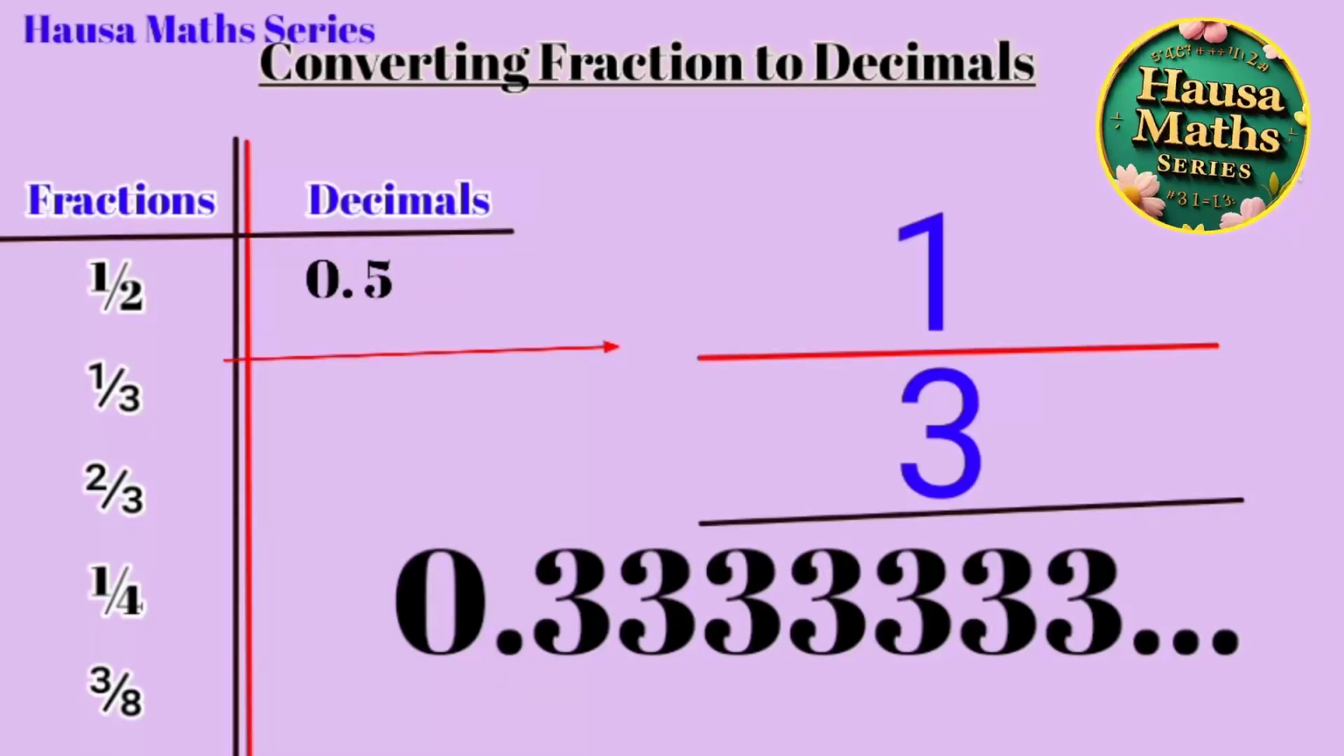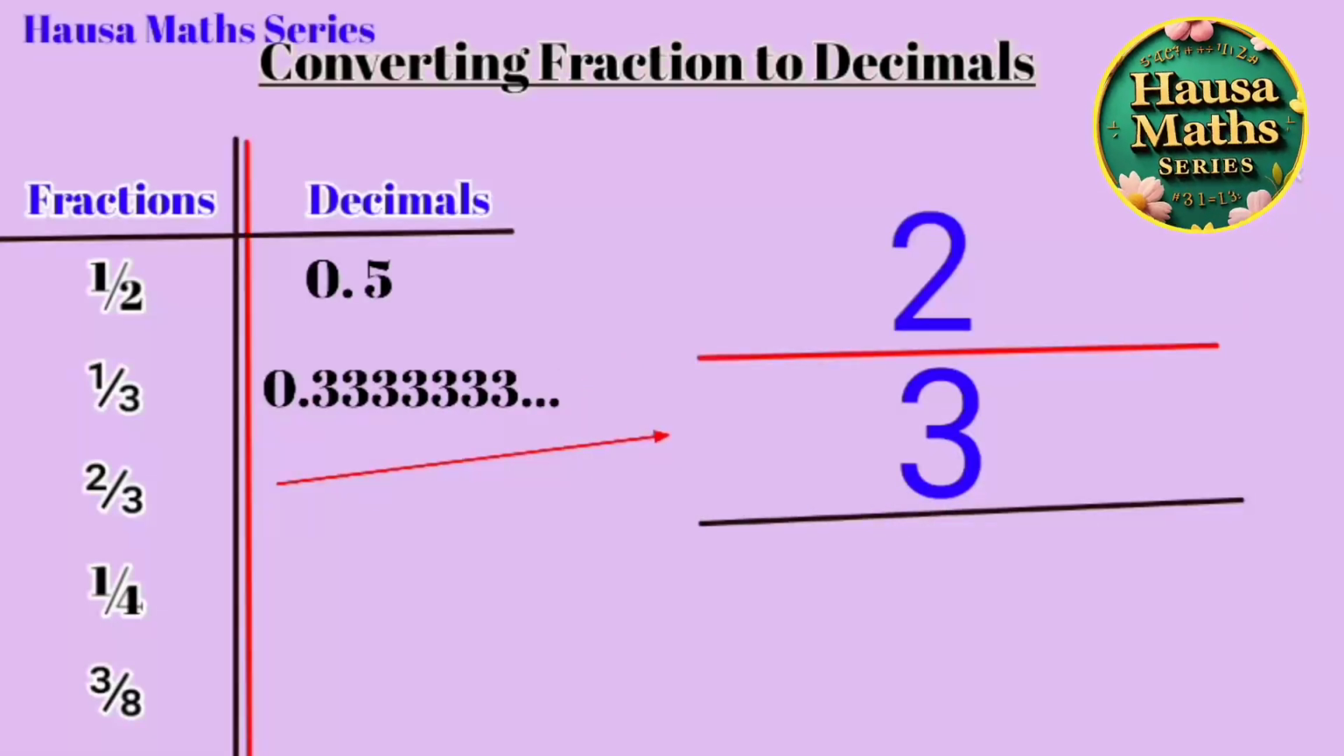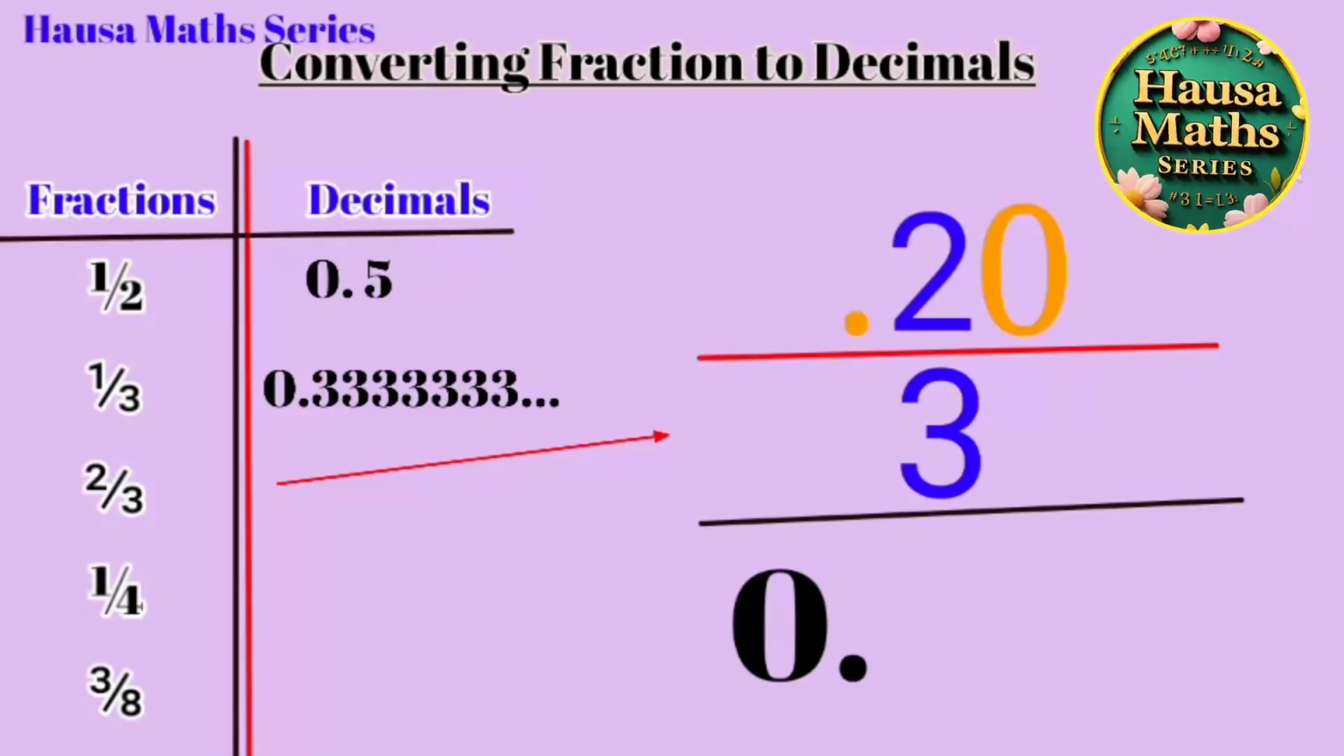So since we are done with this one, we are going to take number 3, which is 2 over 3. 2 divided by 3, we are going to use the same process. 3 in 2, it can't. Since it can't, we are going to write 0 point. Always when the number cannot enter, we are going to write the point. So then that will become 0.20.